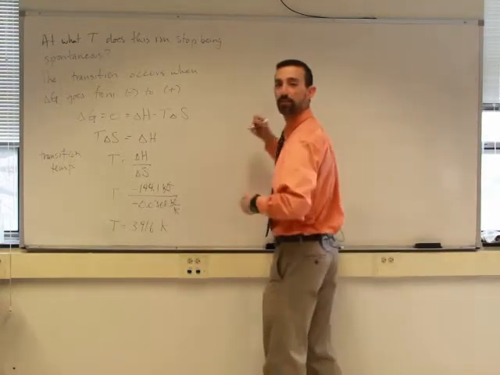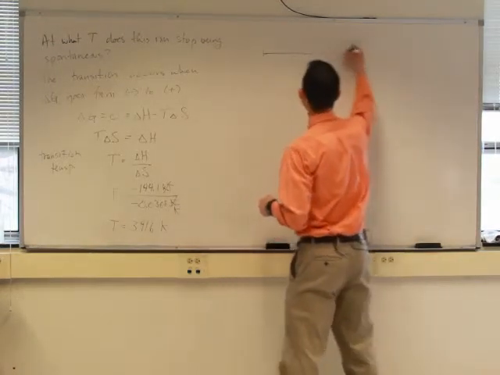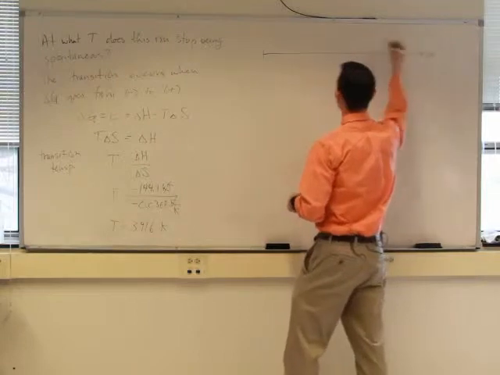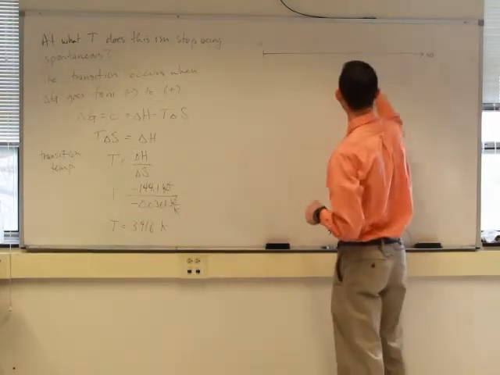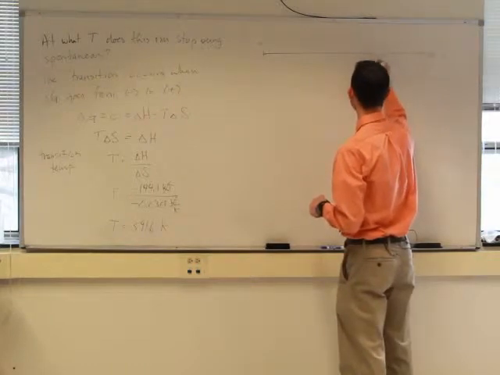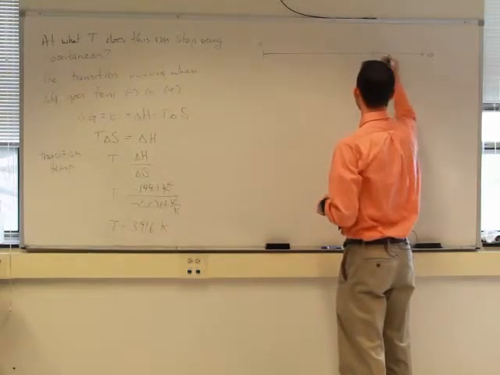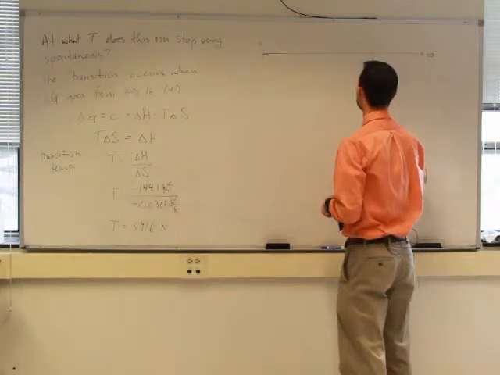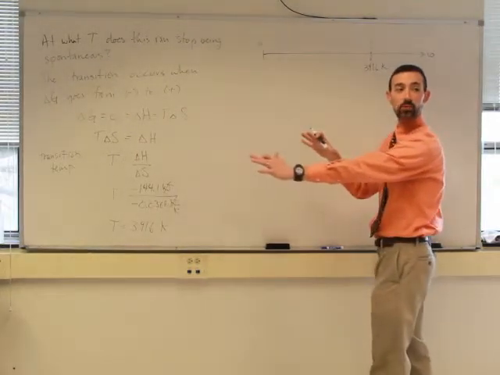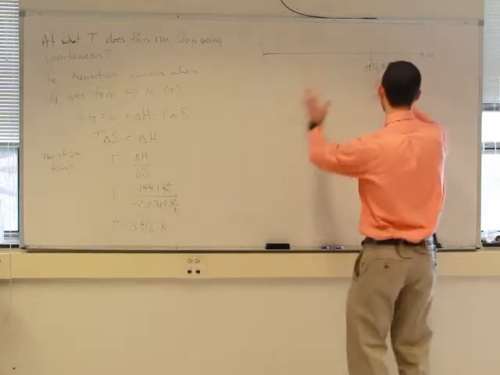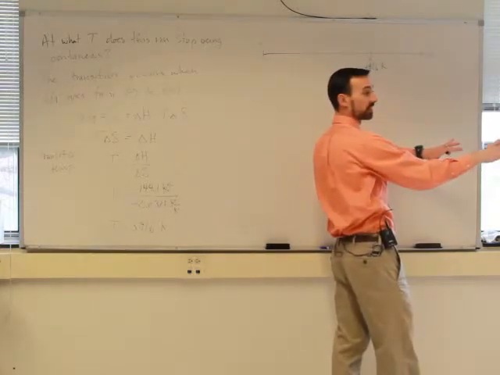So I want you to think of temperature as a number line, right? From 0 to infinity. This 3,916 that we just found is like a dividing line. This reaction on one side has one behavior, and on the other side of this line has a different behavior.